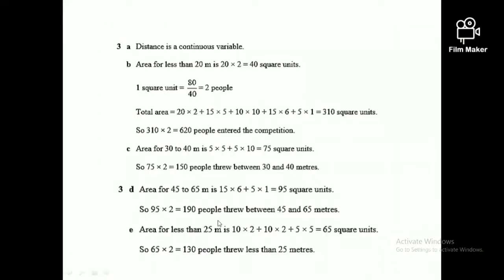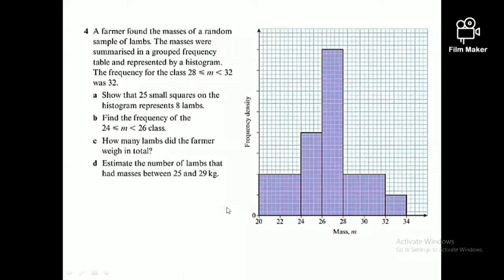Right. Let's go on to the next part. A farmer found the mass of a random sample of lambs. The mass was summarized in a grouped frequency table and represented by a histogram. The frequency for the class of 28 to 32 was 32. See, this category over here was 32. Show that 25 small squares on the histogram represents one lamb. Right, okay. Now let's try to work out this question.